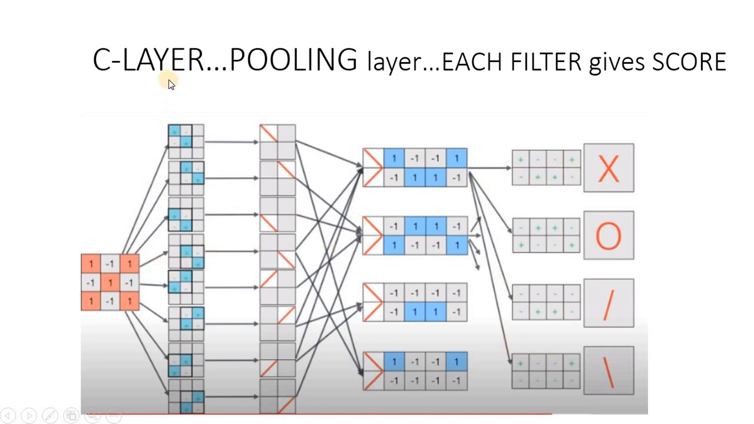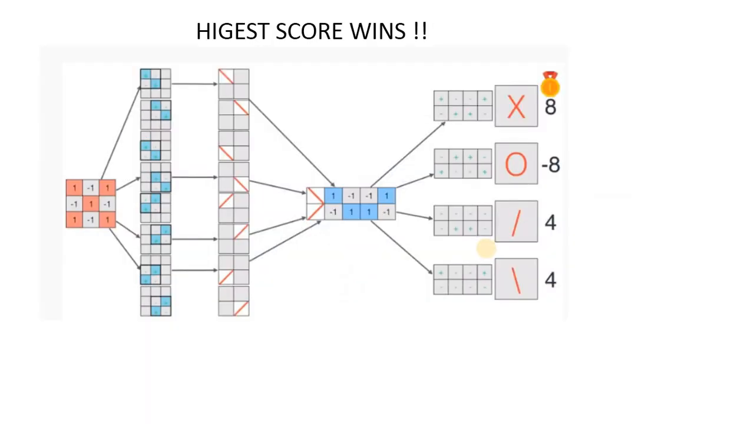And this is how a convolution layer, pooling layer, and finally they are all summed with the filter to read the right character. And you are looking for the highest score, that is the character which you have got. The highest score always wins. That is the fundamental of the convolutional neural network technique.